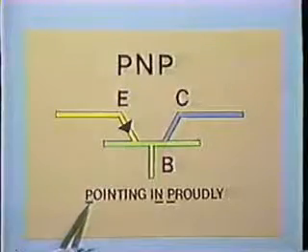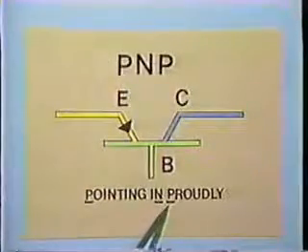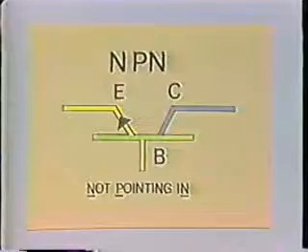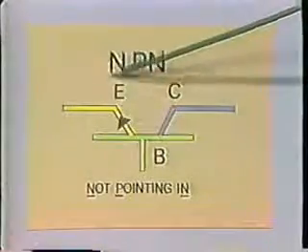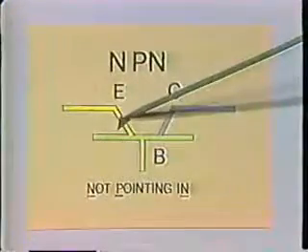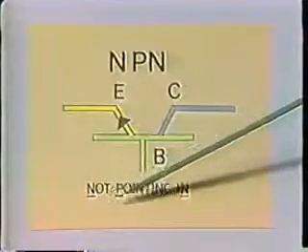How do we know which transistor symbol represents a PNP transistor and which represents an NPN transistor? Just remember that for a PNP transistor, the emitter arrow is pointing in proudly. And for an NPN transistor, the emitter arrow is not pointing in.